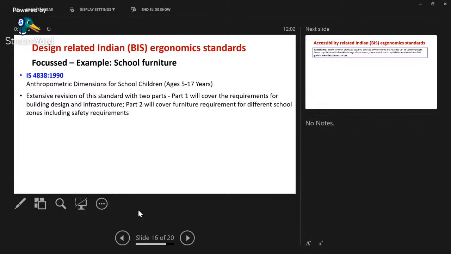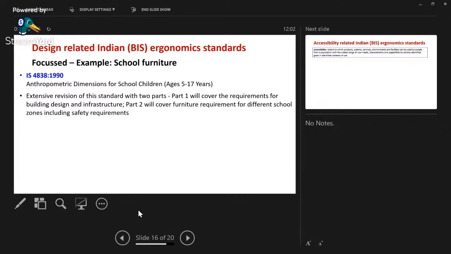It's not just an ergonomics problem. So that is part one of it, which will cover the requirements for building design and infrastructure. And part two will cover the furniture requirements for different school zones, including the safety requirements. And this is again based on the Indian data covered under ISO 7250 and IS 13214.